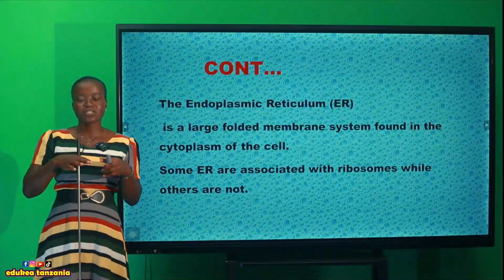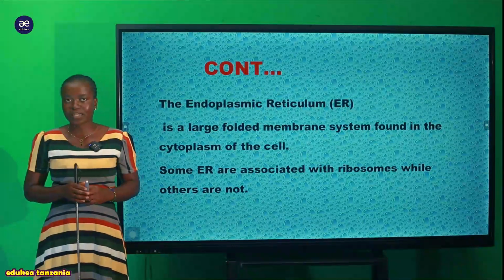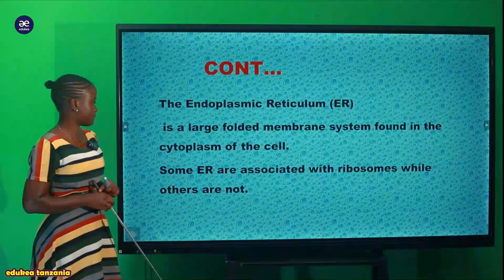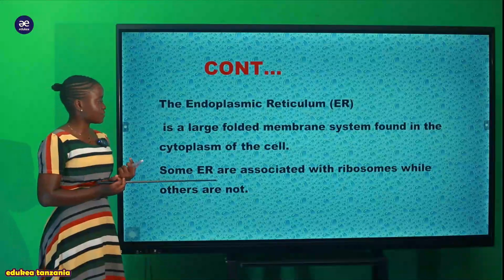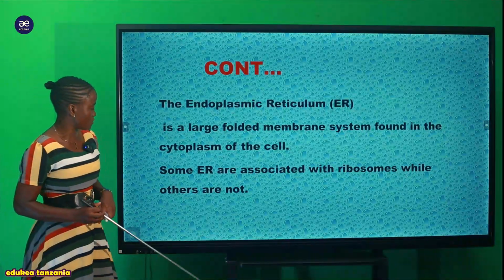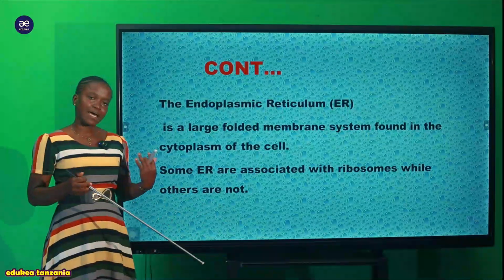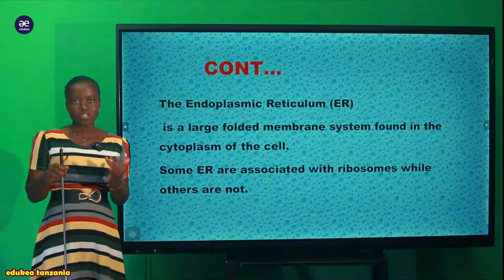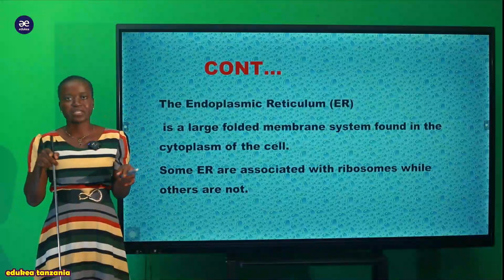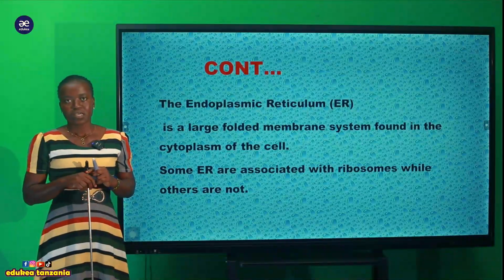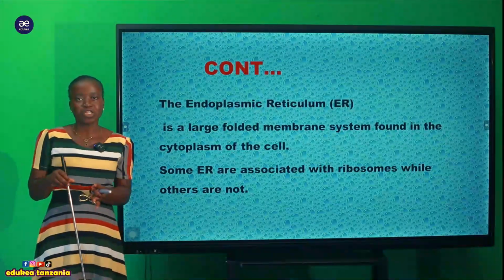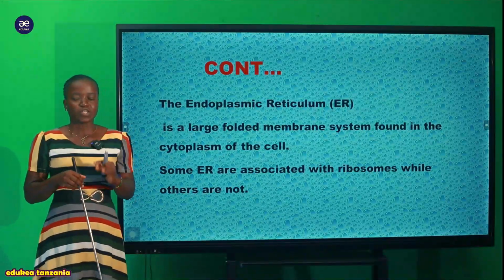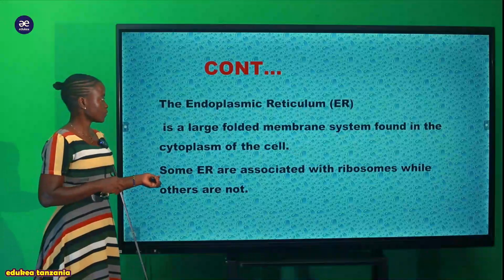That's why within the cytoplasm there are a lot of organelles, and one of them is the endoplasmic reticulum. Some endoplasmic reticulum are associated with ribosomes, while others are not. So it has been divided: we have those endoplasmic reticulum that are surrounded by ribosomes, and those that are not surrounded by ribosomes. We're going to see what these are.